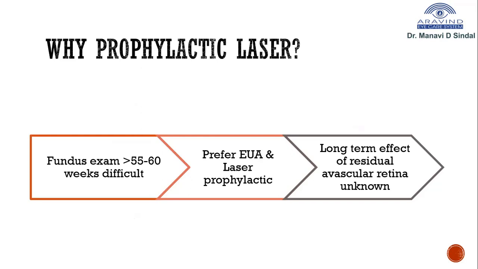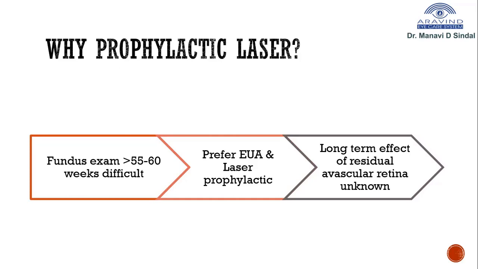And leaving behind this peripheral avascular retina, we are not sure how it is going to behave in the periphery, whether it can have very, very late recurrences of activation, whether it can cause thinning, whether it can cause holes to form. This is not known by anybody the world over. So we prefer at this particular point of time to do an EUA. Along with that, we check the IOP, we check the refraction, we do all the other necessities, and whatever peripheral avascular retina is remaining, we do a laser.